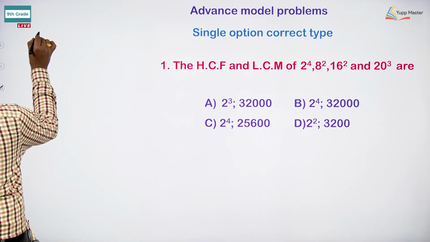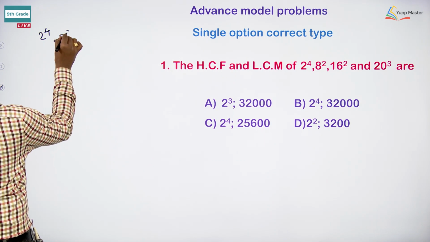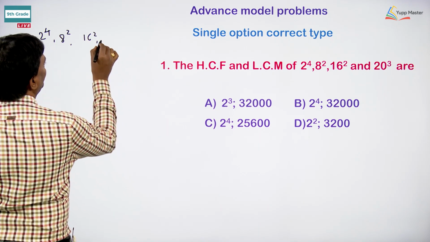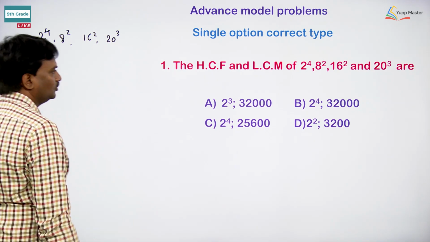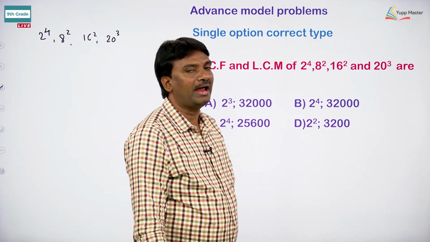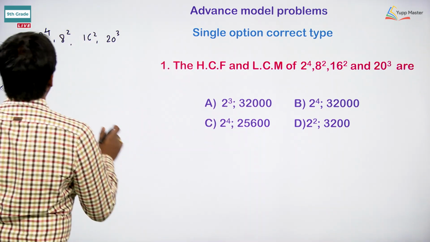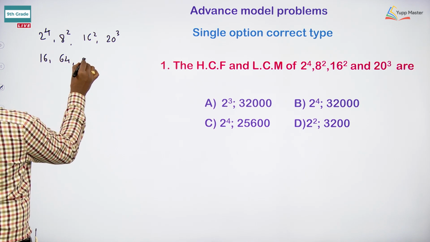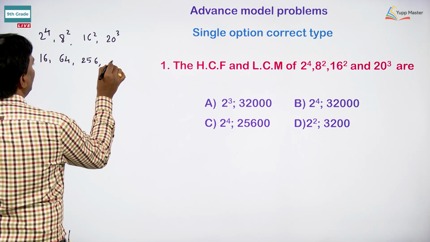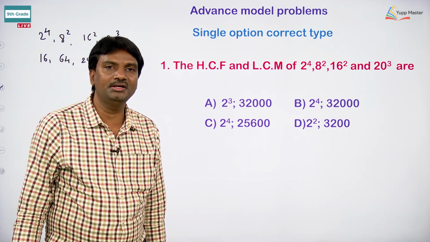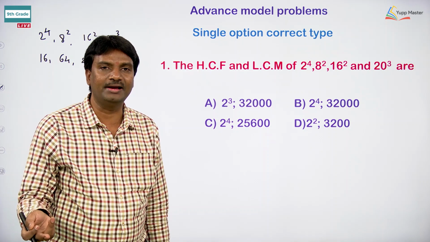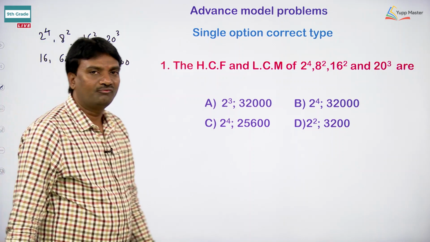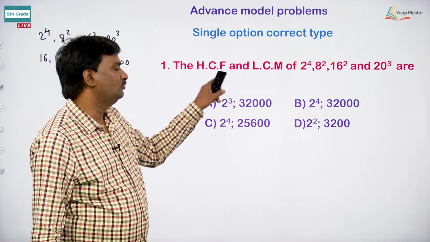So the given 4 numbers are 2 power 4, 8 square, 16 square and 20 cube. Here 2 power 4 is 16, 8 square is 64, 16 square is 256, and 20 cube is 20 into 20 into 20, that is 8 with 3 zeros, so 8000. First, let us find the LCM, or you may find the LCM or HCF.